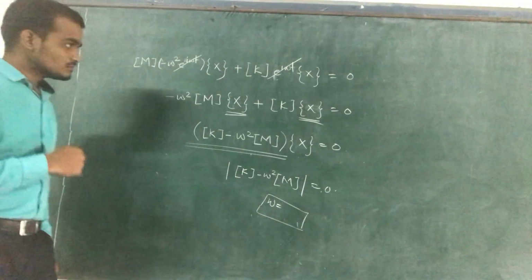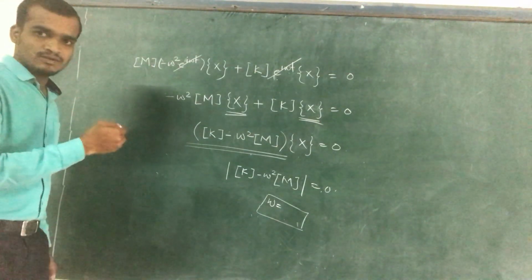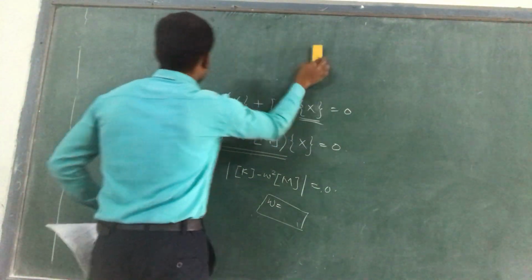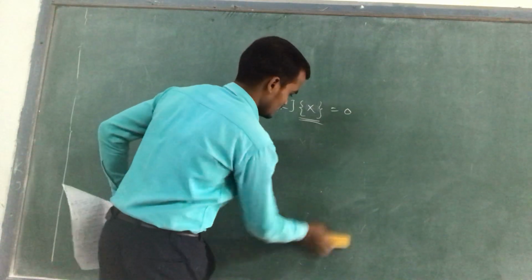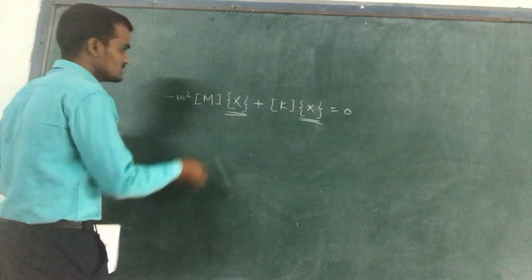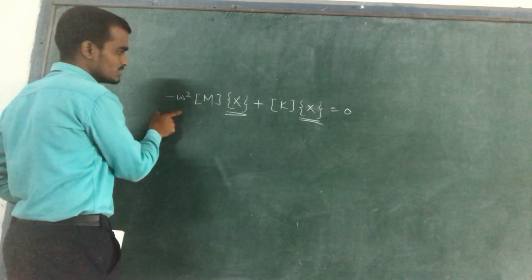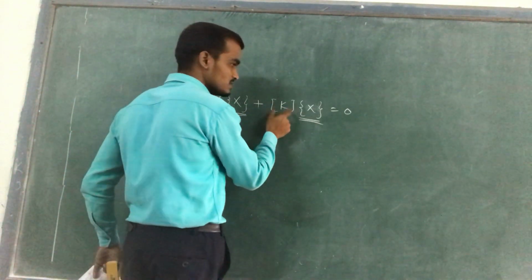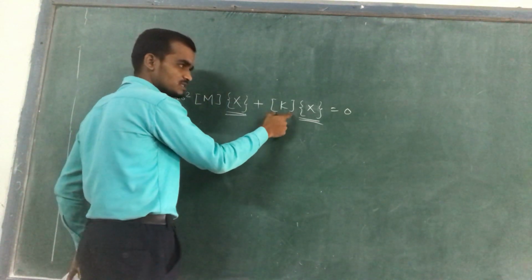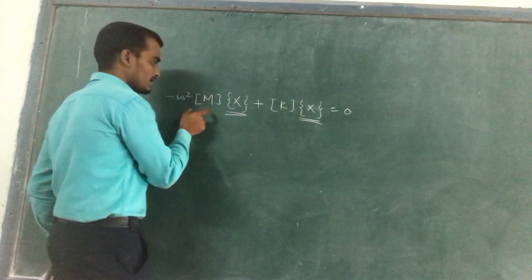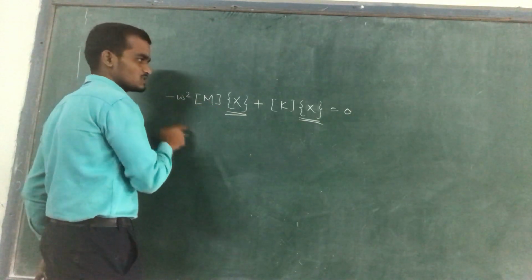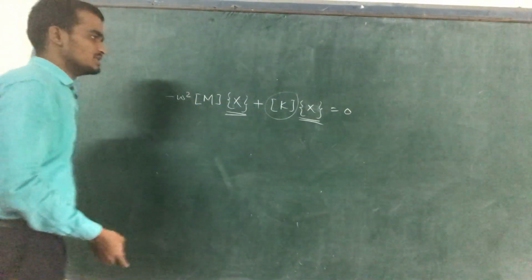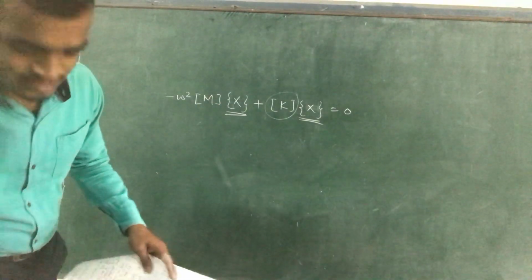Now we will try to solve one example. From this equation, we can conclude that the coefficient of the stiffness matrix must be equal to 1. To have some simplicity, the coefficient of the stiffness matrix should be equal to 1, and the coefficient of the M matrix here is minus omega square. So here we will solve one example.